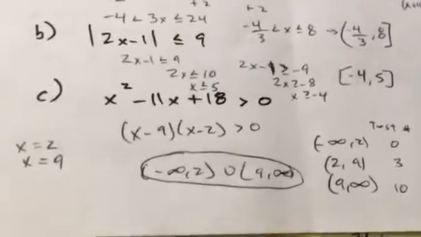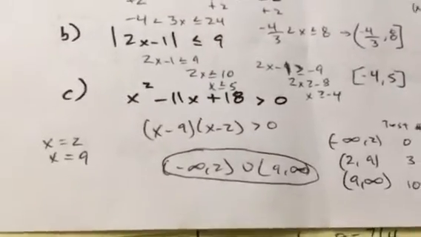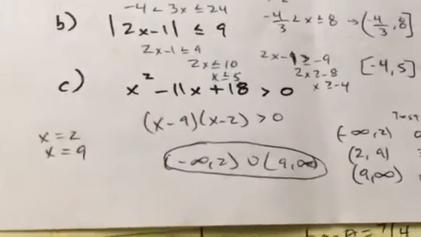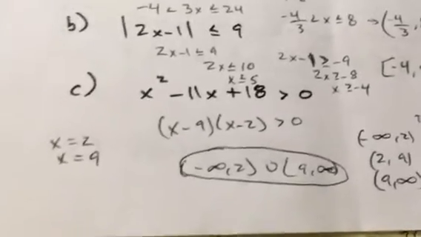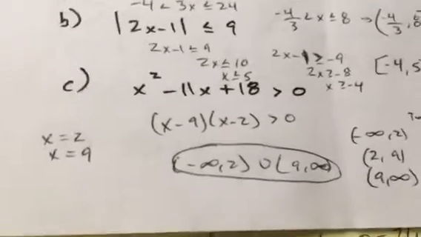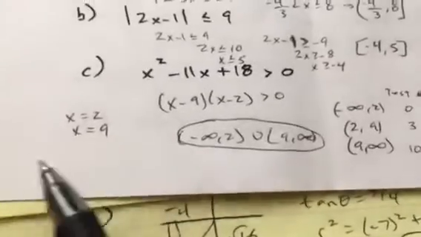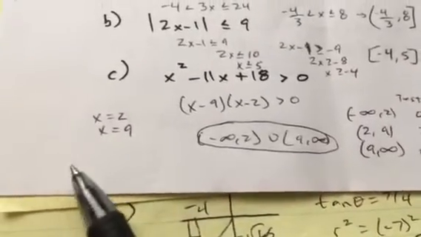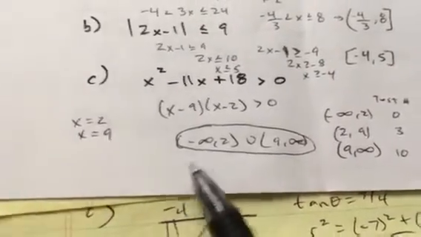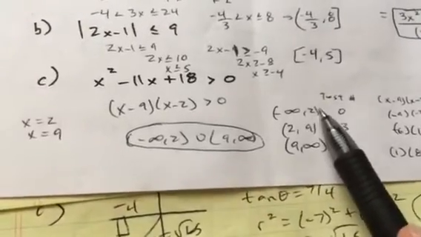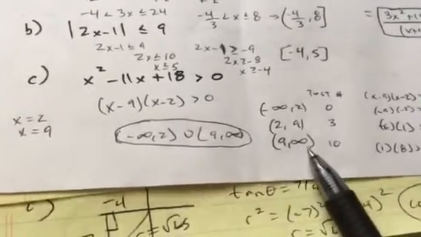x squared minus 11x plus 18 greater than 0. Just pretend like you were solving it if it was set equal to 0. Just look for the roots. That's 2 and 9. On a number line, if I started towards negative infinity, the first answer I would run up to is 2. All right, and I would go 2 to 9, then 9 towards infinity.